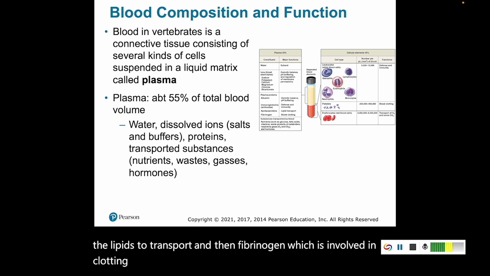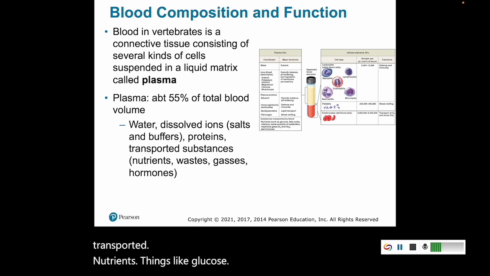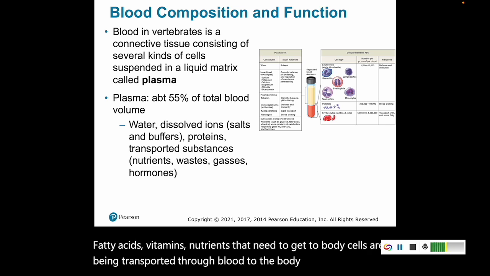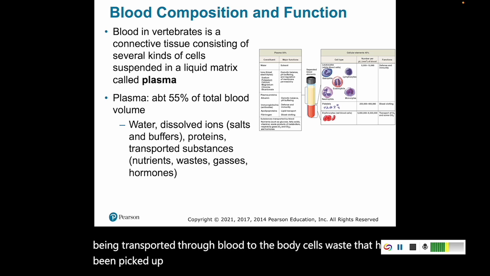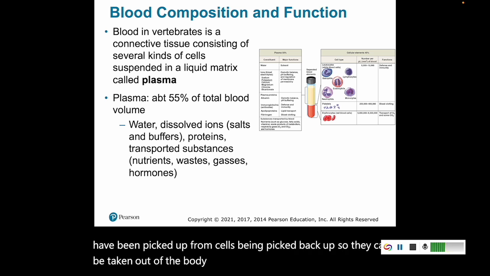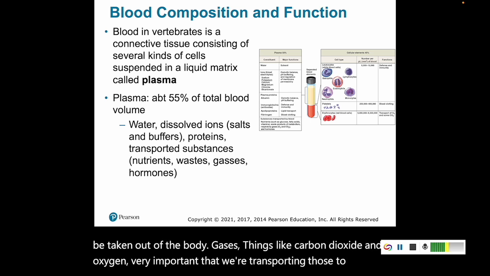And there are also other substances that are being transported. Nutrients, things like glucose, fatty acids, vitamins, nutrients that need to get to body cells are being transported through blood to the body cells. Wastes that have been picked up from cells are being picked back up so they can be taken out of the body. Gases, things like carbon dioxide and oxygen, very important that we're transporting those through blood. And hormones.